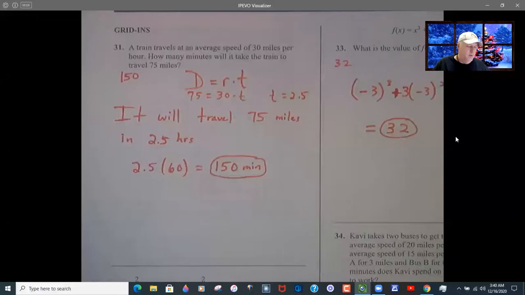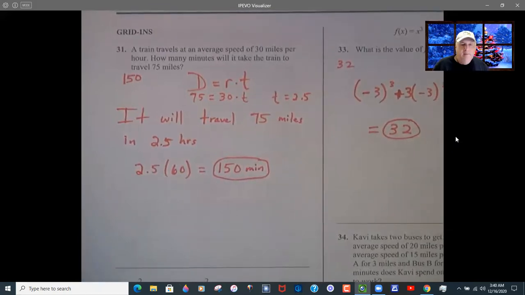These are problems 31 through 38 on SAT practice test number 2 and test prep corresponding to assignment 15. So you're going to have what I call dirt problems. And dirt problems are distance, rate, and time problems.